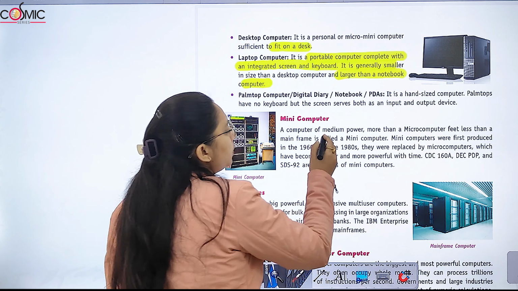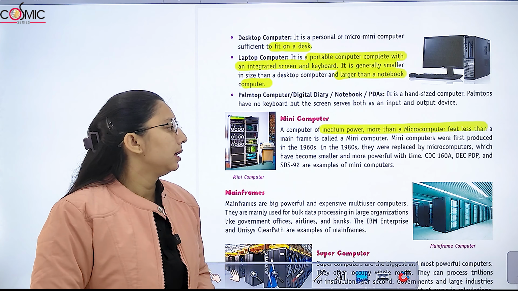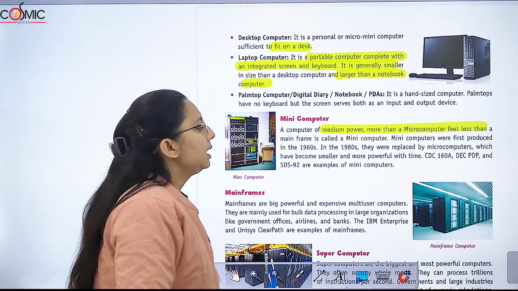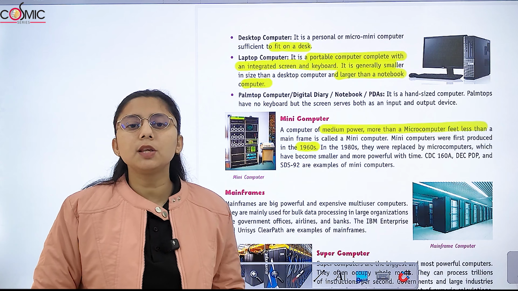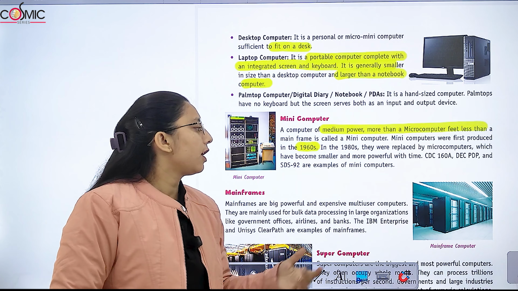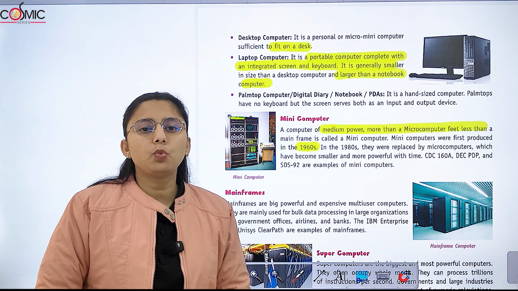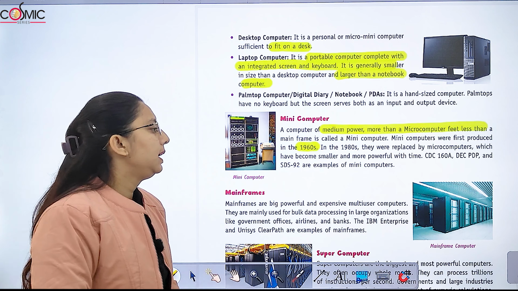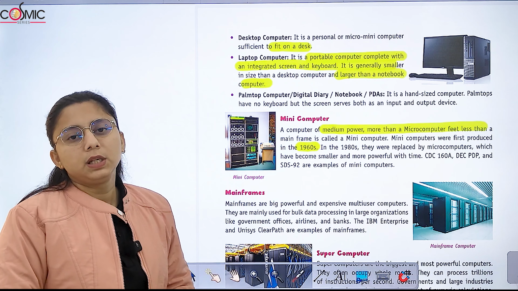Then we have the mini computer, medium power, more than a microcomputer and less than a mainframe, जिसको हम mini computer कहते हैं. It was first produced in 1960 और 1980 में इसको replace कर दिया गया था, which have become smaller and more powerful with time. Like we have CDC 168, DEC PDP, and SDS 92 as examples of mini computers.